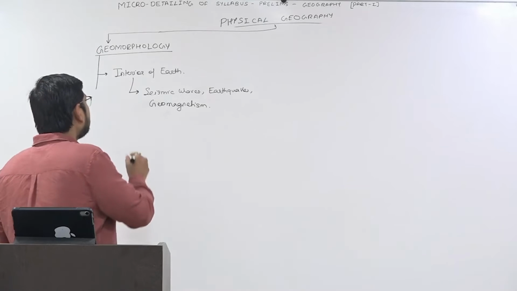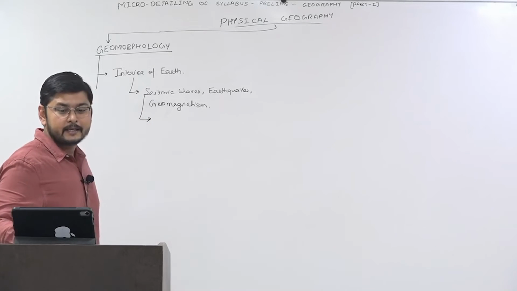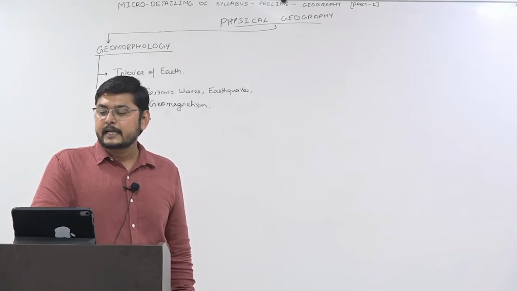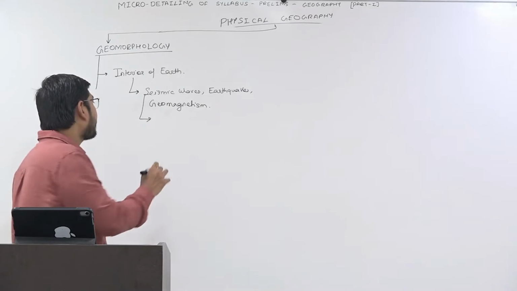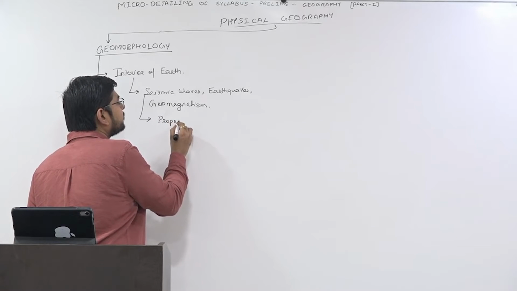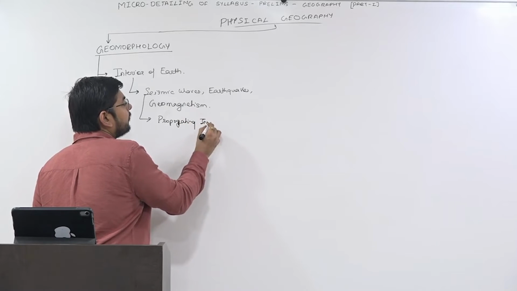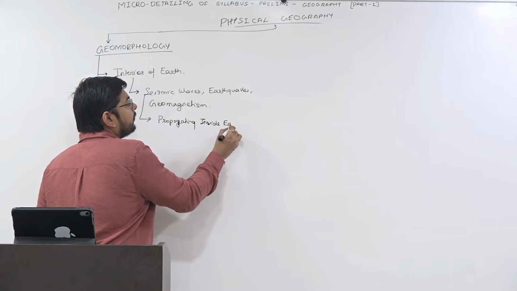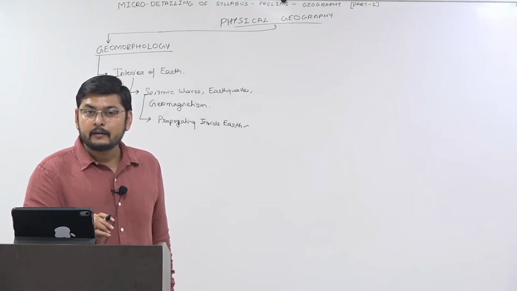As we move forward in the part of seismic waves, we have two types of waves which we'll be studying in detail, that is body waves and surface waves. How do these body waves and surface waves propagate inside the earth? This has to be understood in quite detail. So we'll be looking at it.